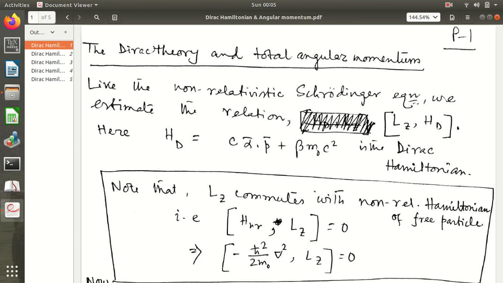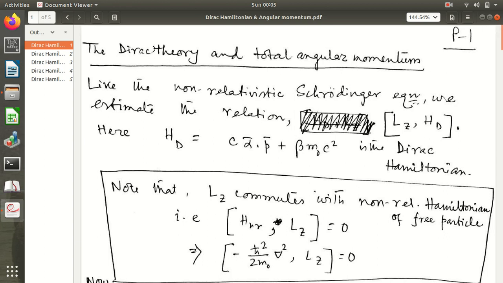In this class, we are going to see another very important perspective of the Dirac theory, the Dirac Hamiltonian of the electron. We will check, as per our experience in non-relativistic quantum mechanics, whether the angular momentum commutes with the Dirac Hamiltonian.